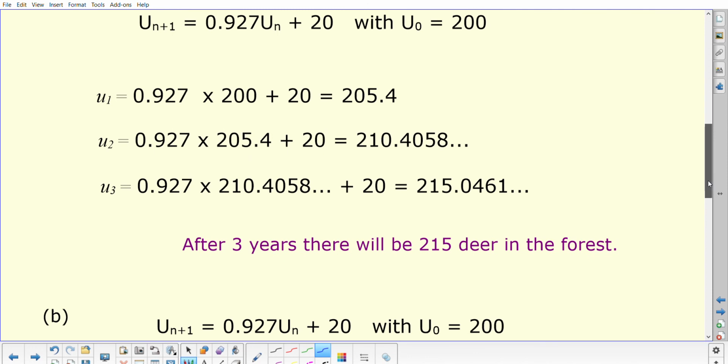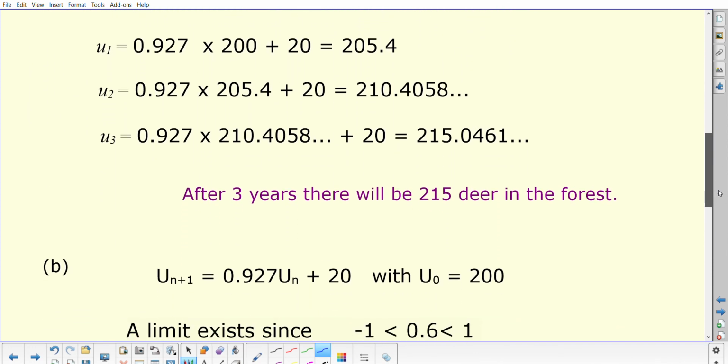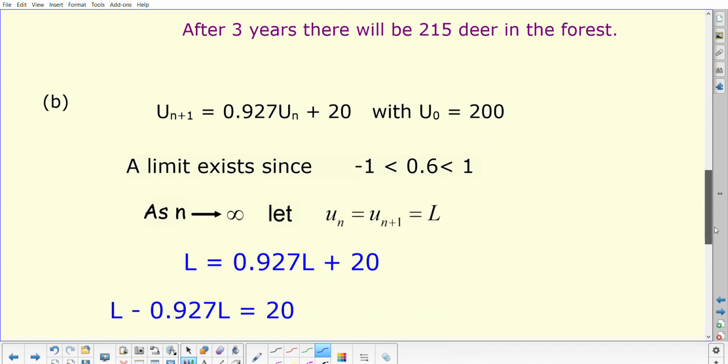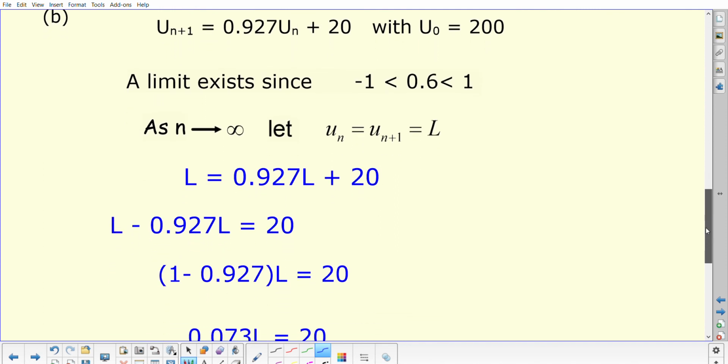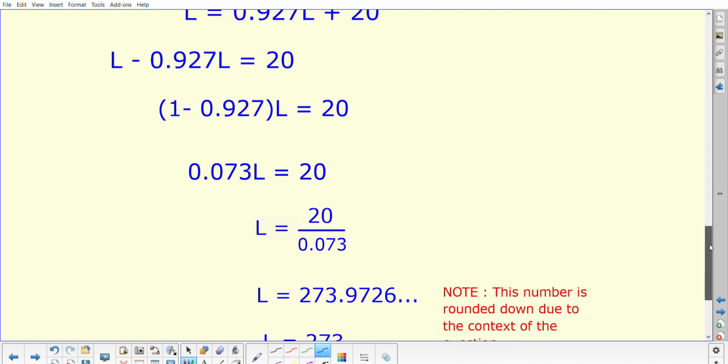Now in the next part, we were asked about the long-term effect, and this is where you go on and say the bit about the limit. So a limit exists because -1 is less than 0.927 which is less than 1. As n tends to infinity, you'd say U n plus 1 and U n are equal to that L value. You replace in the recurrence relation with the L. Tidy up your L terms on one side. So we're doing 1 take away 0.927. This time you'd have 0.073 when you divide at the bottom there.